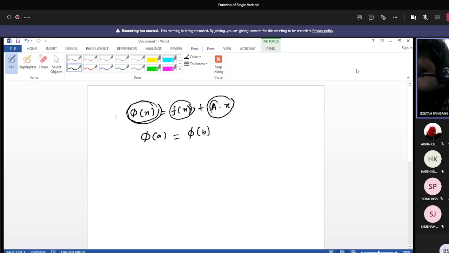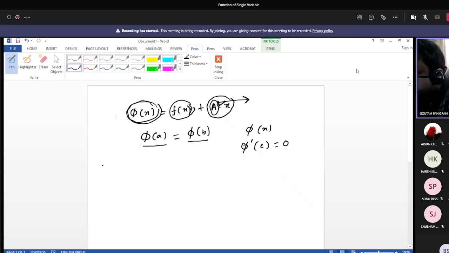You have assumed that the capital A is in your hand. You can supply any value of capital A. You have supplied capital A in such a way that phi a equals phi b, so that phi x satisfies all the conditions of Rolle's theorem. So phi dash c equals zero. Okay, this is your answer.